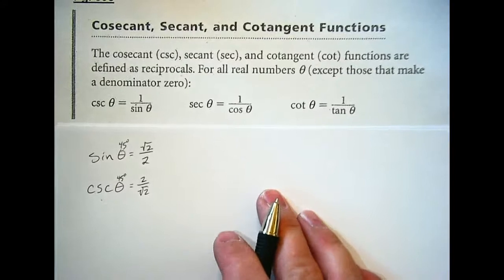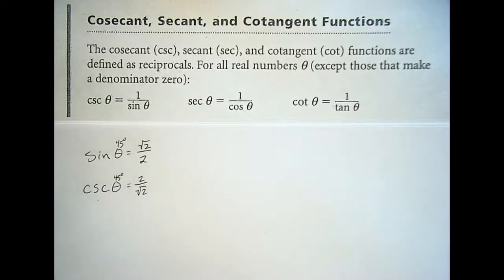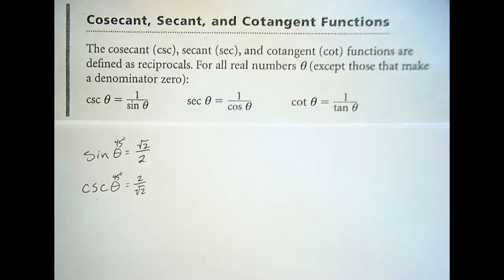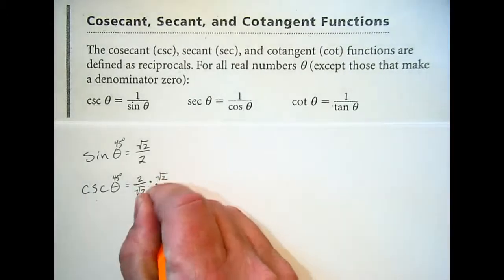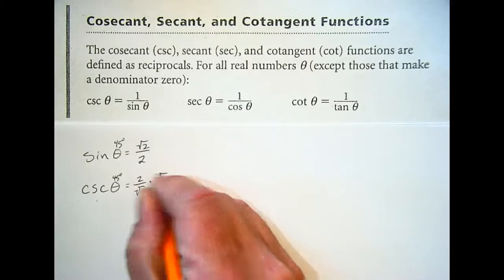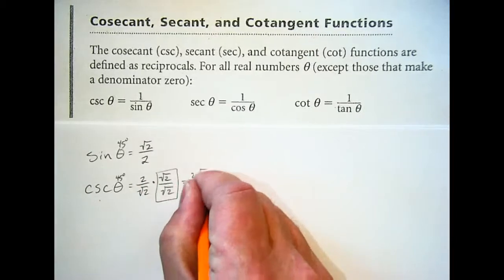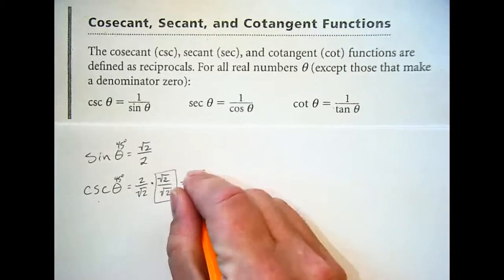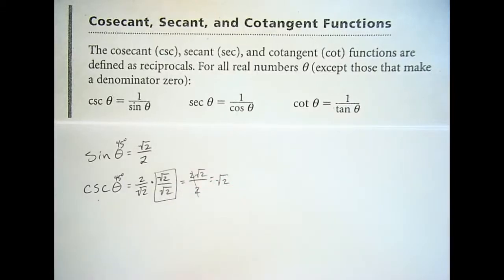All right? And we can't leave a radical in the denominator, so right now I want everyone to rationalize that. Okay, so we multiply by root 2 over root 2, that special number 1. That gives us 2 root 2 over 2, which is root 2. Okay? Any questions on that?